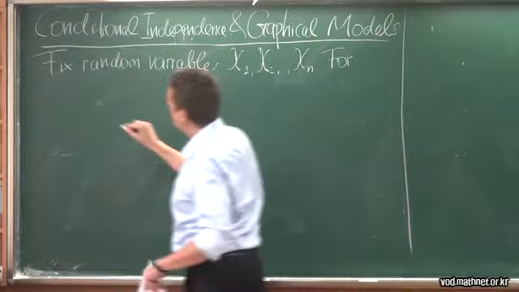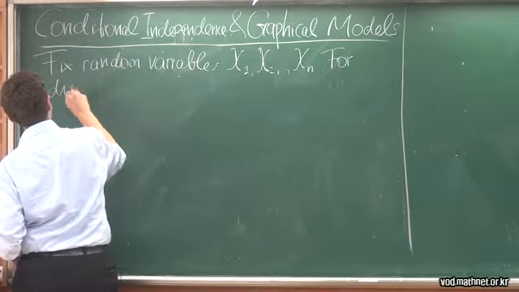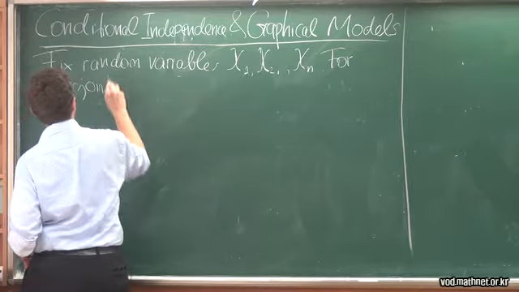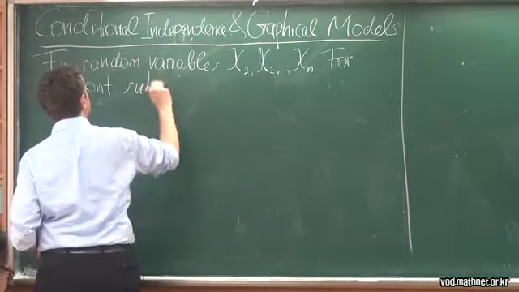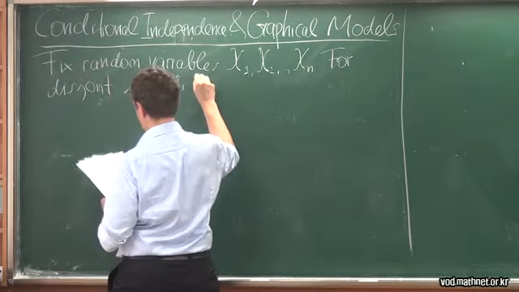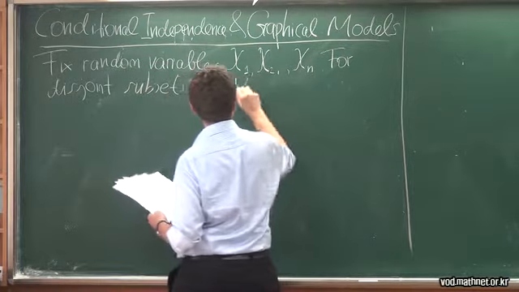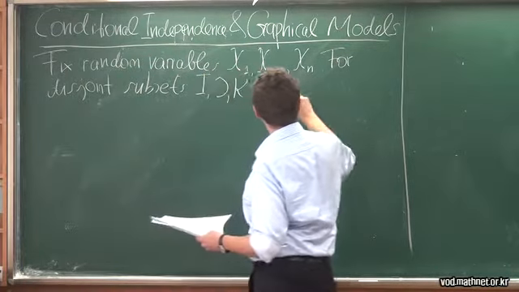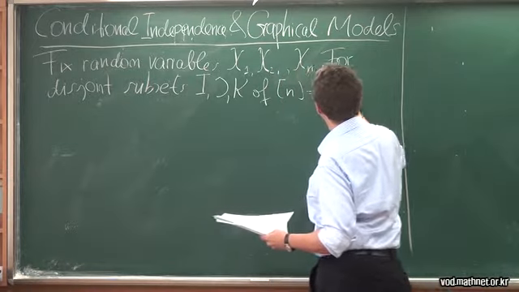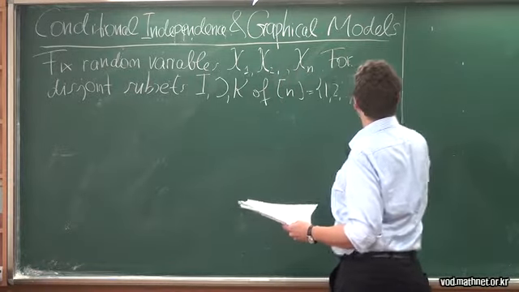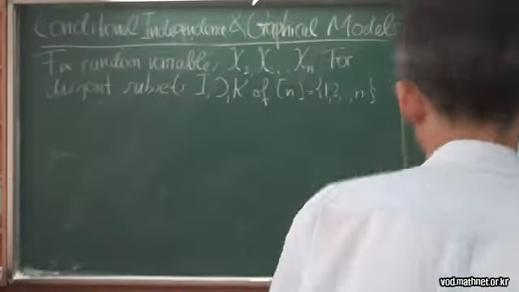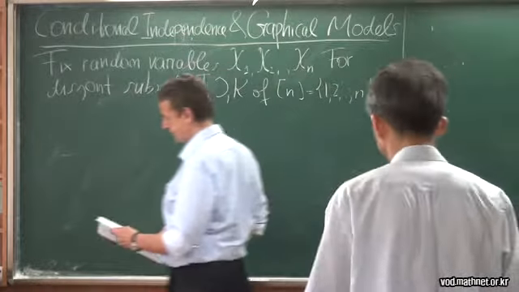Space. And let's take disjoint subsets, pairwise disjoint subsets. I'm going to call them I, J, and K of the index set [n]. So [n] is just 1, 2, up to n, the first n positive integers.